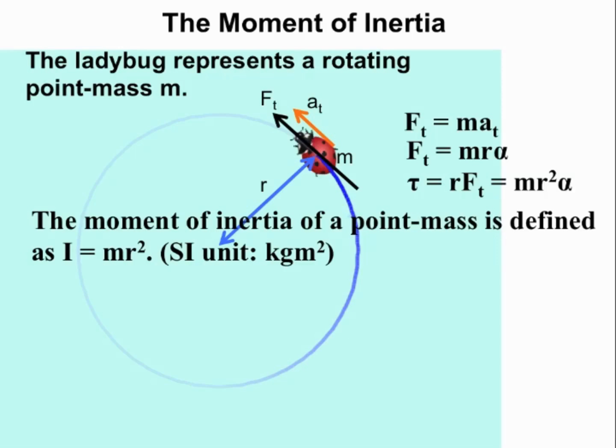The SI unit is kilograms meters squared. And that makes sense because it's just mass, which is kilograms, times r squared, and r is a distance, so it's meters squared. So the SI unit of moment of inertia is kilograms meters squared.